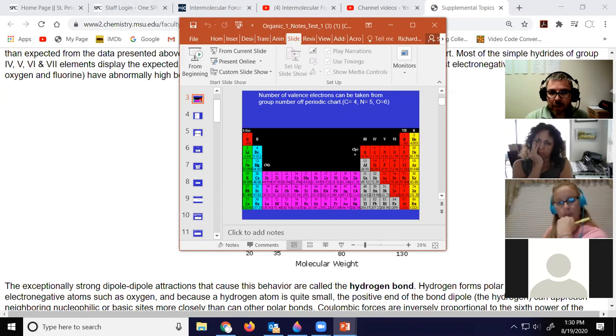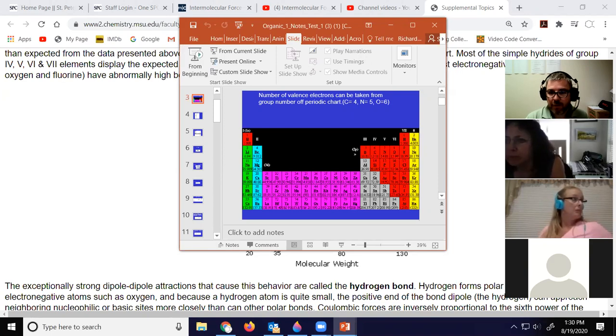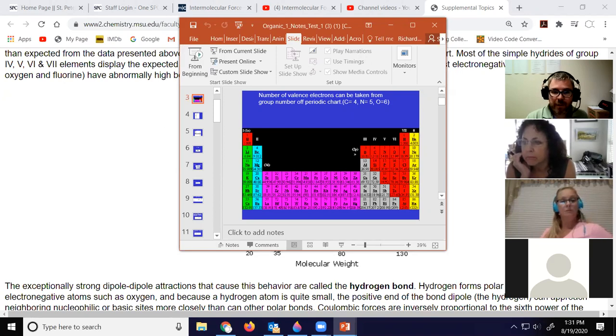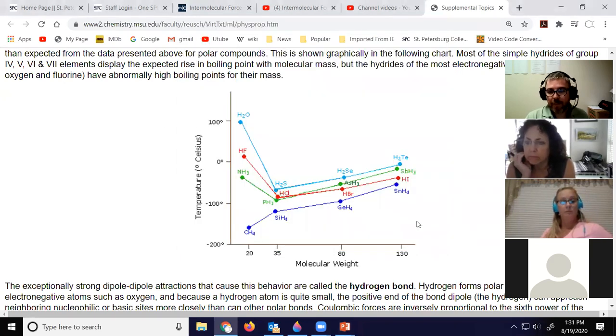It's not behaving. All right, but we've got group 4, which has carbon, silicon, germanium, and tin. Group 5, which is nitrogen, phosphorus, arsenic, and antimony. Group 6, which is oxygen, sulfur, selenium, and tellurium. And then group 7 is fluorine, chlorine, bromine, and iodine. And what I'm showing you here are hydrogen compounds of those.